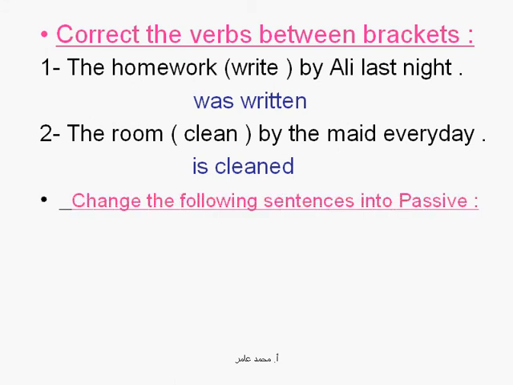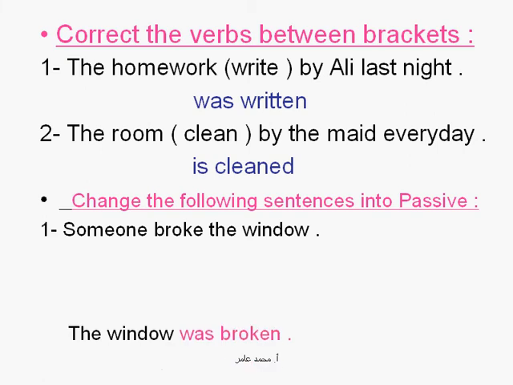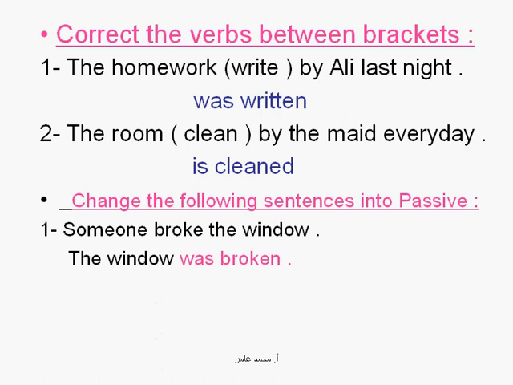Now change the following sentences into passive. Someone broke the window. Here, the first step is to start with the window as the object. We say the window, and we write was because the window is singular, and then the past participle of the verb, broken. The window was broken.